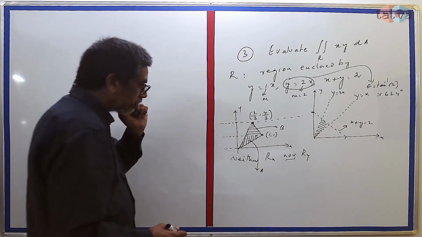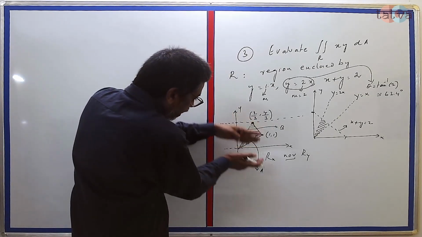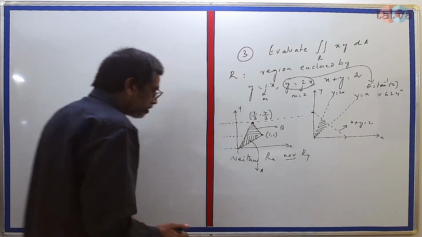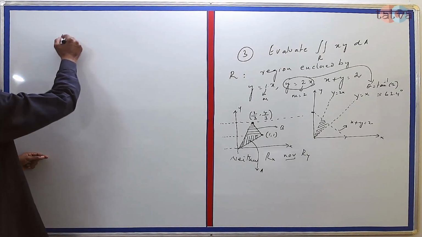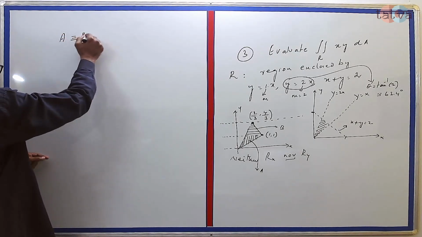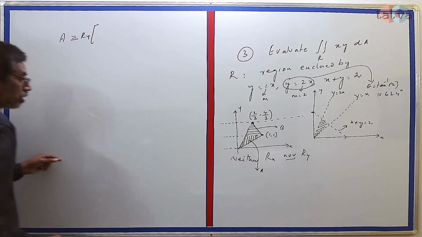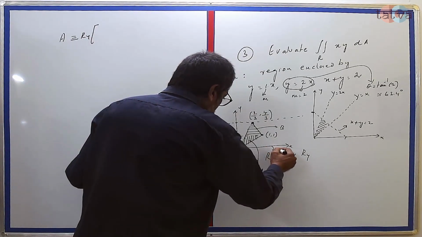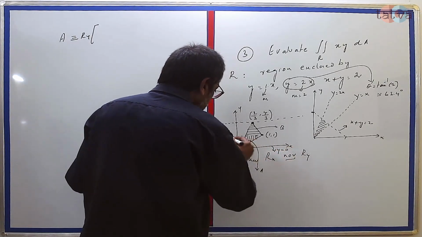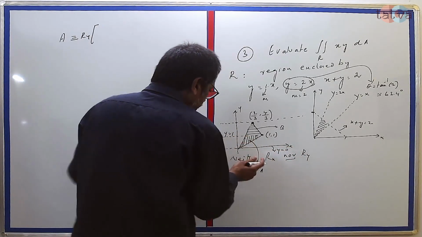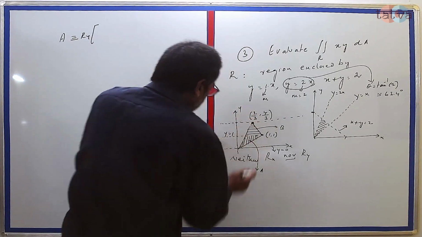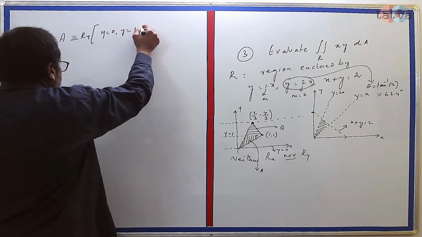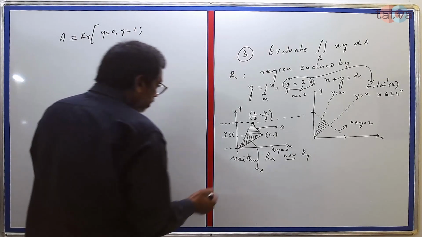So you can see that this lower region A and that upper region B can be easily described as Ry regions. So let us focus on A. A is an Ry region. What are the y limits? Y is equal to 0 to y is equal to 1. Between these two parallels, y is equal to 0 to y is equal to 1, semicolon. Now comes the x limits.